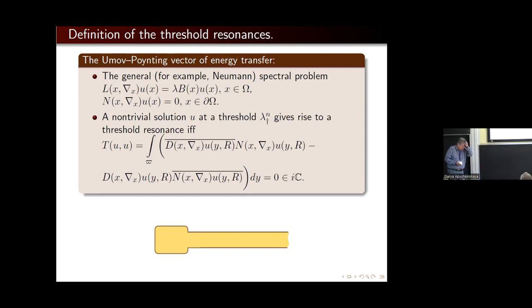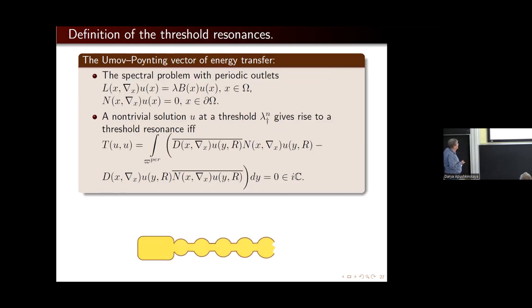The Umov-Poynting vector is a classical definition. It shows, of course, we are speaking about the projection of this vector on the axis of the waveguide, and it shows the direction of energy transfer. And this definition works not only for straight outlets, but also periodic ones. And in this case, it is necessary to change the integration domain from the cross section to the periodicity cell. And this gives a definition of all possible threshold resonances.